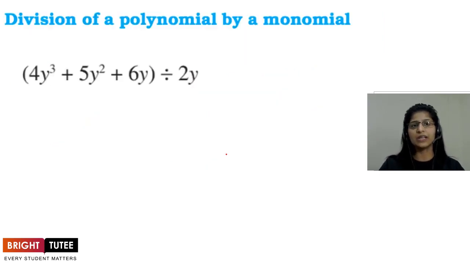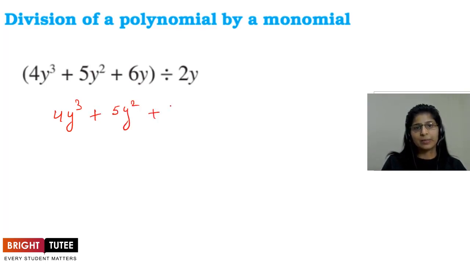Moving ahead, now we will learn division of a polynomial by a monomial. Till now what we have discussed, monomial with monomial. Now it is polynomial with monomial. How do we do that? So I would go with the easiest method. There are 2-3 methods and I would like to teach you the easiest method to do. So when we have to divide it, this 2y will get divided with each and every term that is inside the bracket. So it is like this, 4y cube plus 5y square plus 6y divided by 2y.